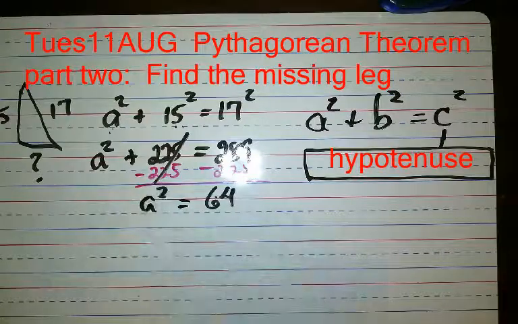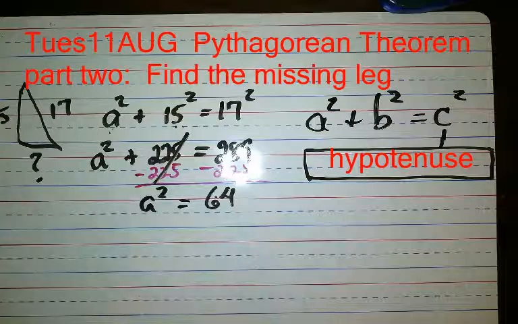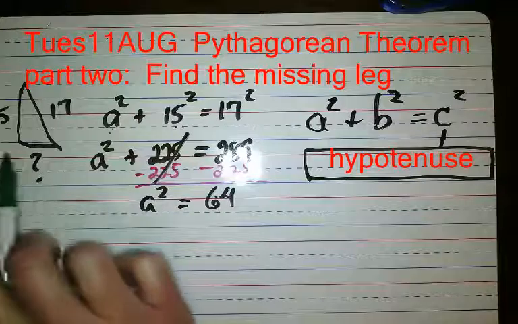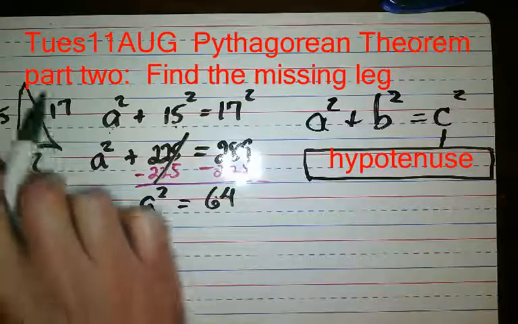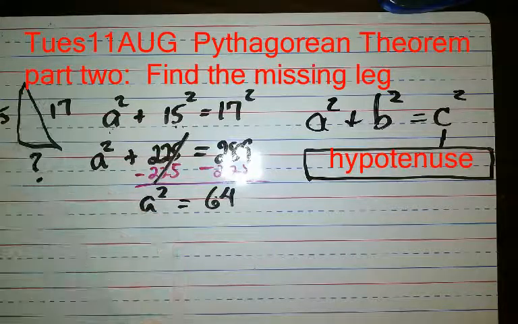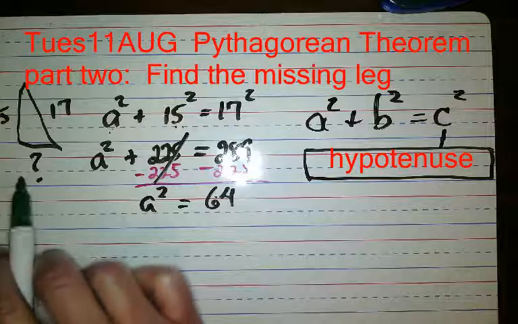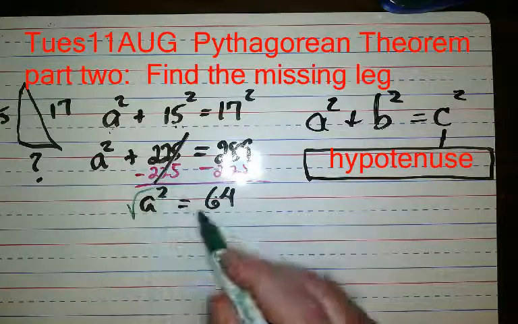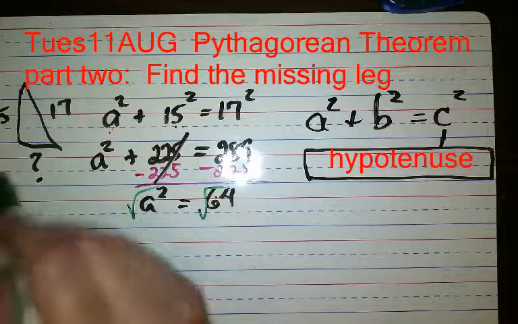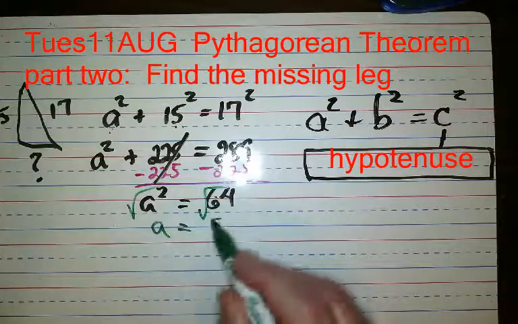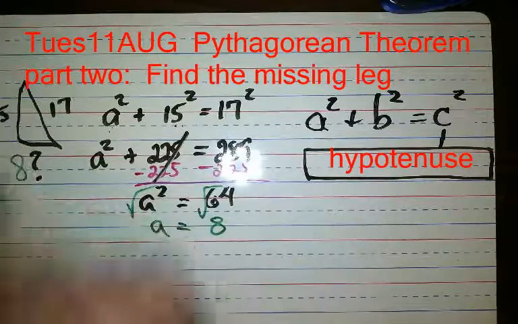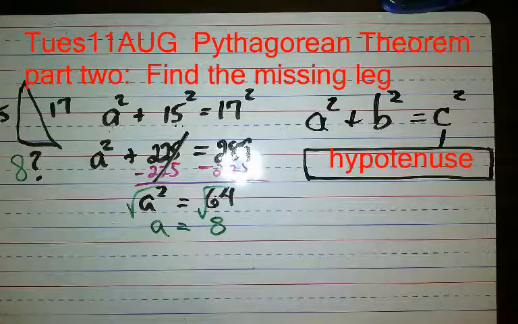a squared is 64. And remember, there's no way that this side can be 64 because the hypotenuse is the longest side. 17 is the longest side. So this can't be 64. But if I take the square root of both sides, I discover a is 8. That means this side over here is in fact 8.